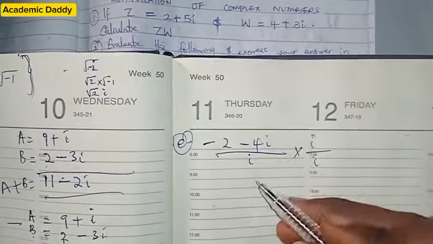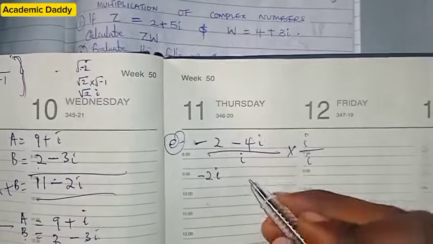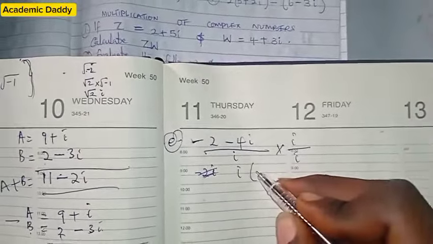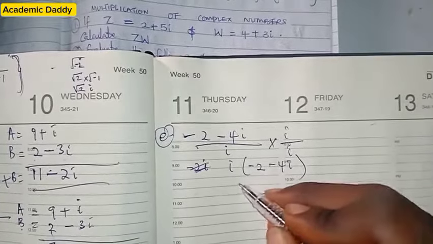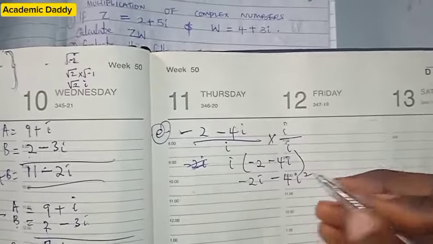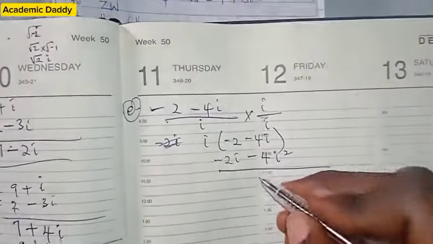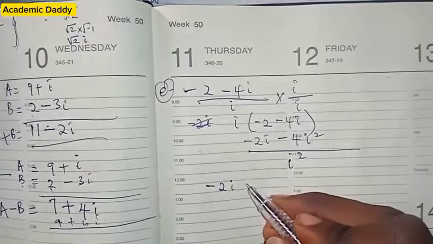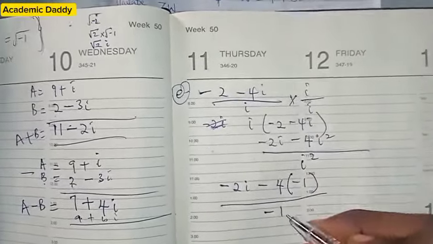We'll call it the conjugate. So this is going to be the same thing as saying, if I do i into minus 2 minus 4i, hope you know that's what it means, because I don't want to leave that bracket outside. So this is going to be minus 2i minus 4i squared all over i times i, which is i squared. So this is going to be minus 2i, then minus 4 into i squared, which is minus 1, all over i squared, which is minus 1. I just showed you how to do that.